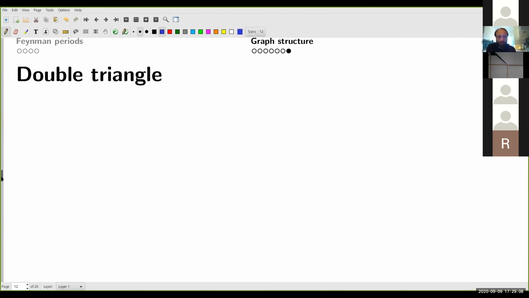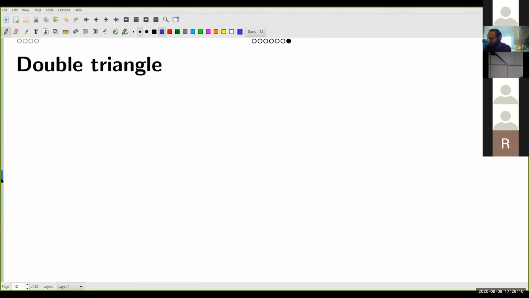Okay, well, this last one is not telling you the period directly, but it's telling you something about the period. I actually really like this one, even though it's kind of old now. I'm mostly telling you old things. So what is it? Double triangle. So let's say you've got a triangle in your graph.